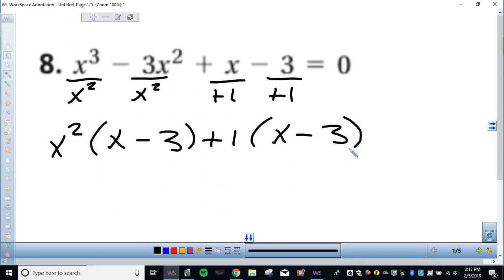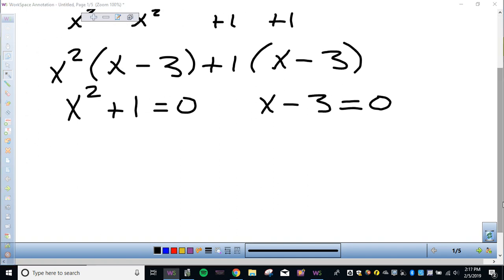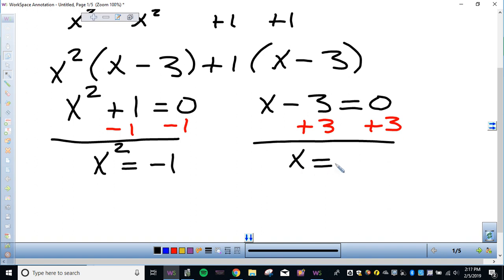Then you make a parenthesis out of the things in front of each parenthesis, x squared plus 1. Set that equal to 0 and solve for x. Set x minus 3 equal to 0 and solve for x. So we're going to subtract 1 from both sides over here, and add 3 to both sides over here. So we get x squared equals negative 1. Here we get x equals 3.